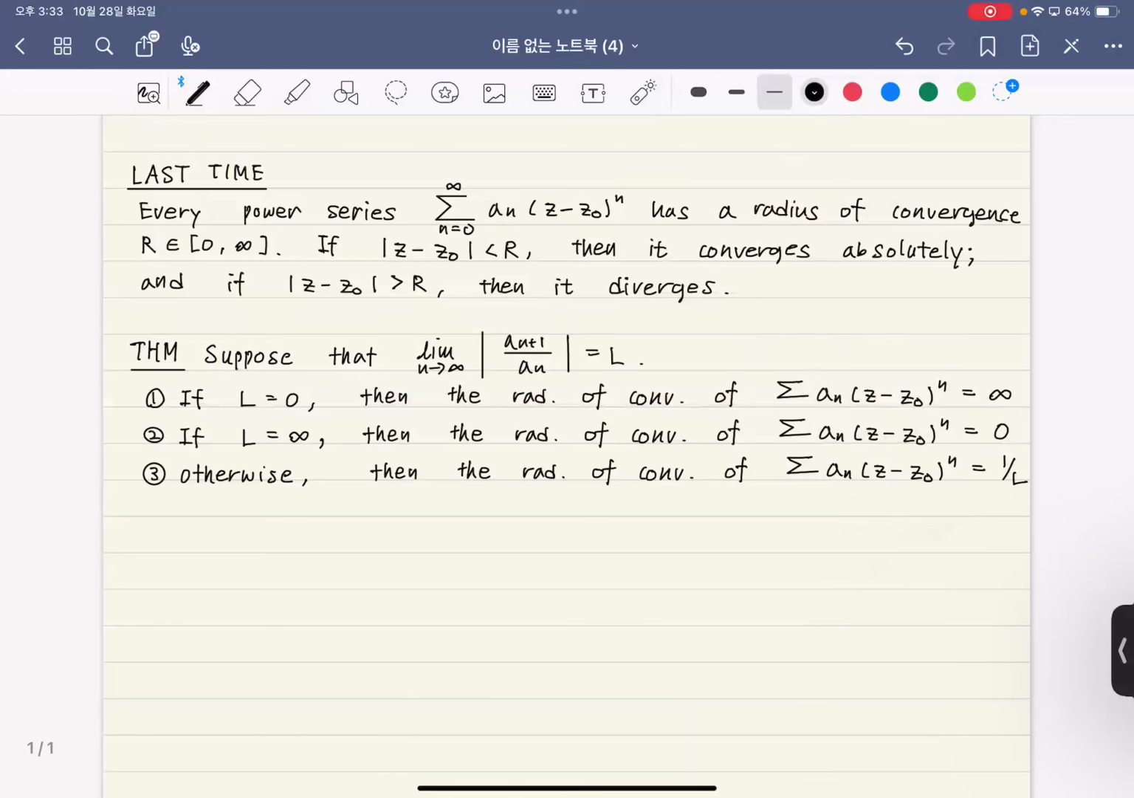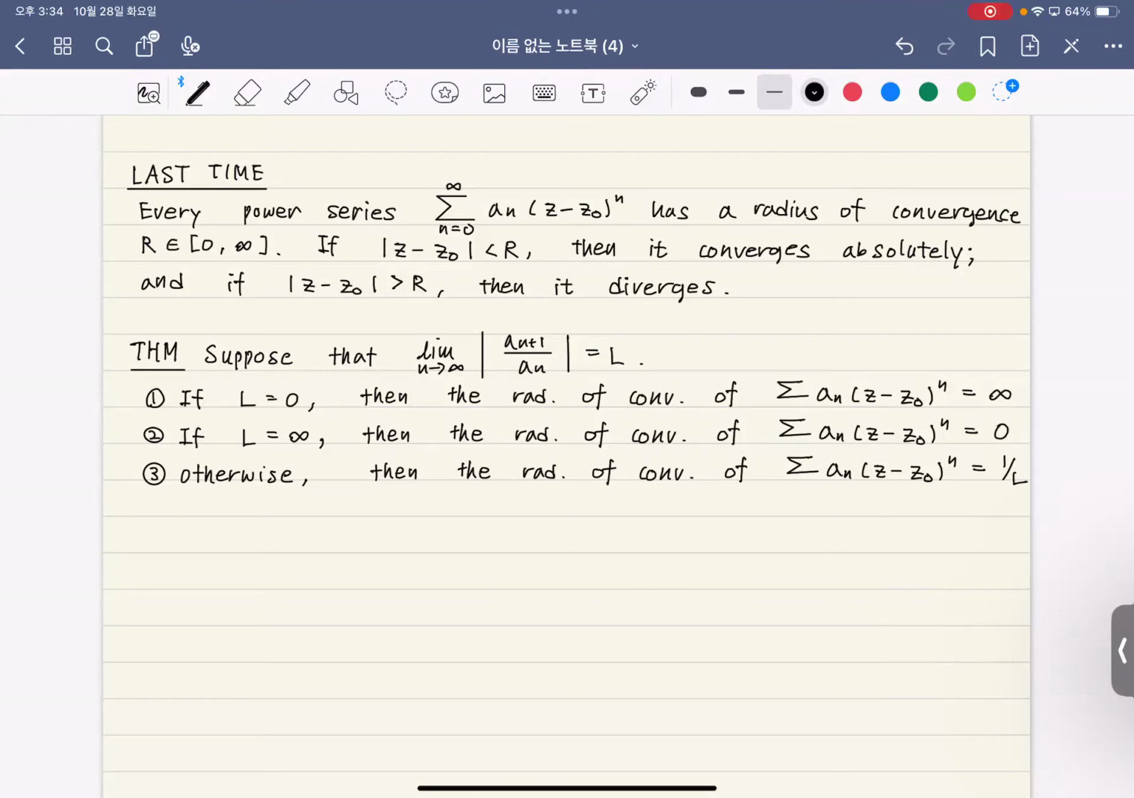Okay, so last time we talked about the complex power series. Many ideas can be carried over from freshman calculus. So we introduced complex sequences and complex series. And what do I mean by a series converges absolutely? We also discussed power series, and we also had the radius of convergence. Every power series has a radius of convergence between 0 and infinity.